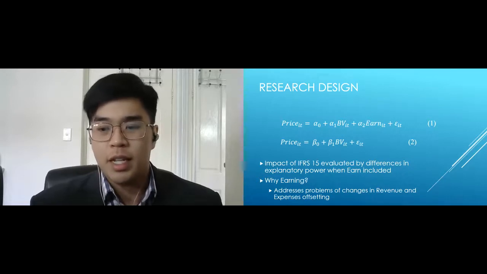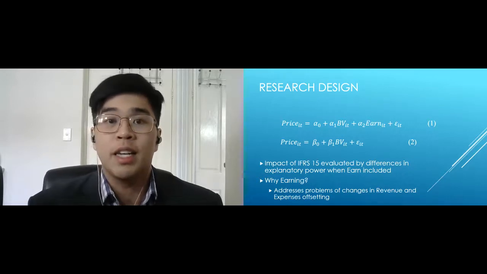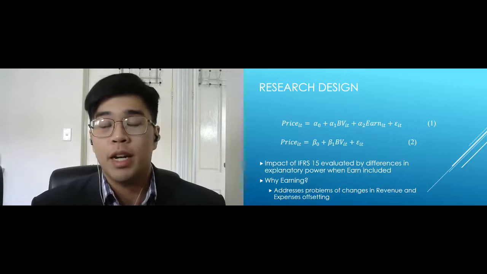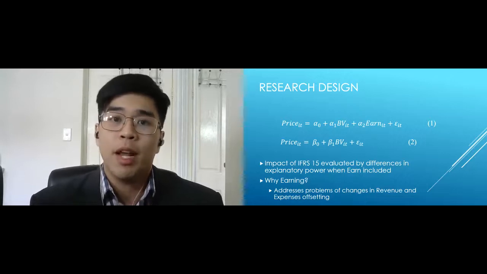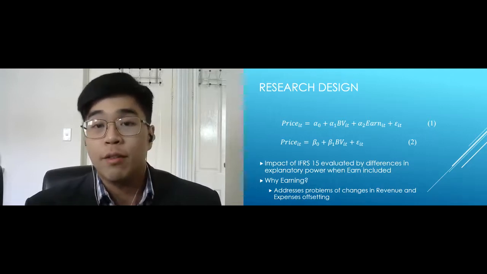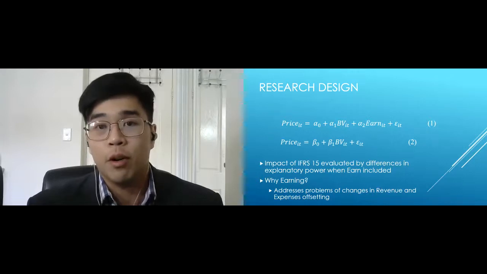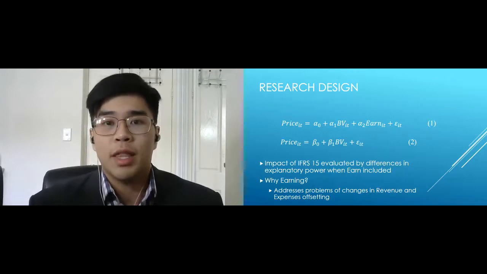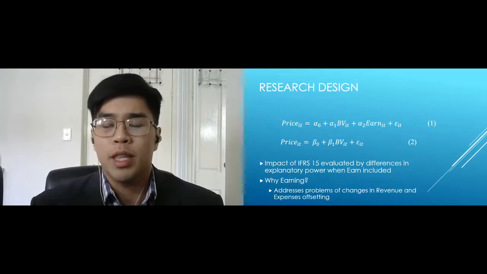The second issue is that if we were to include revenue in our model, then we would have to include other variables and controls to account for the different ways every firm accounts for revenue or their business models. And this was not possible with the number of observations and the availability of data that we have.